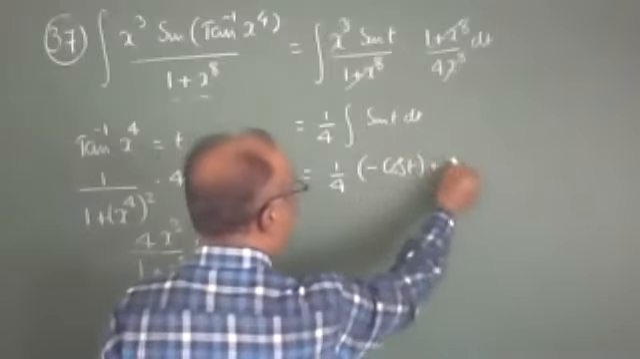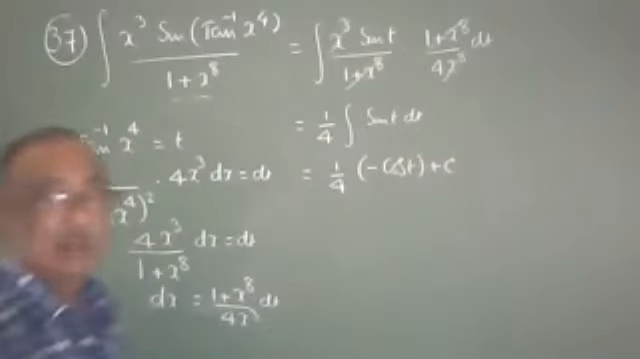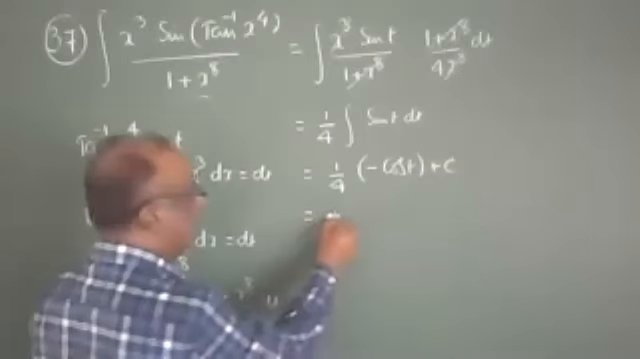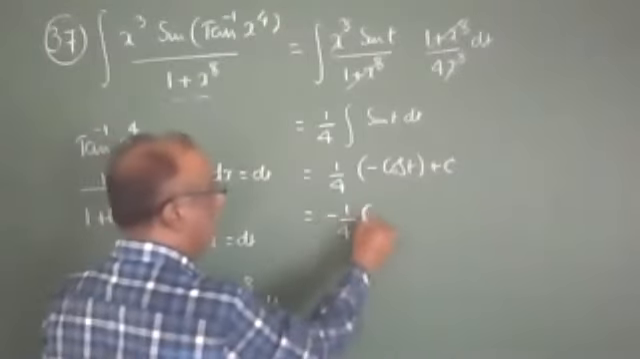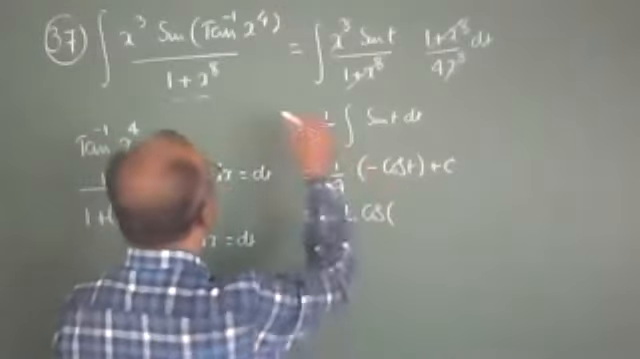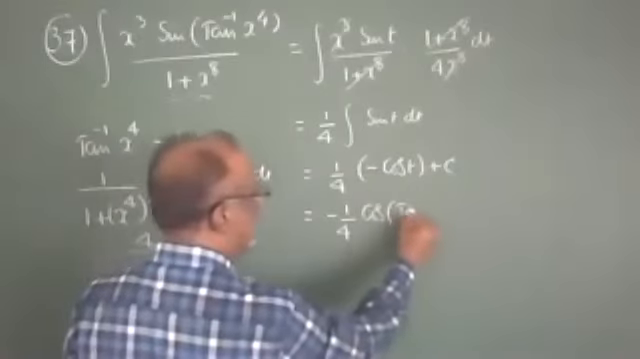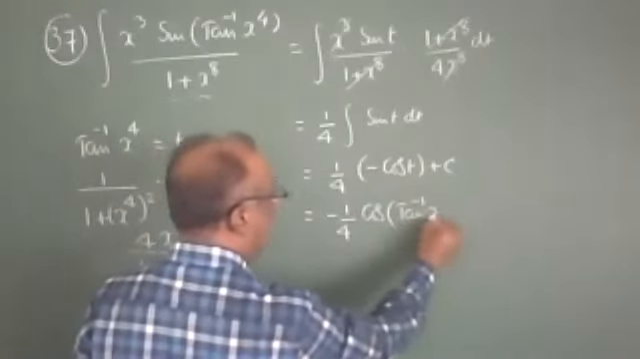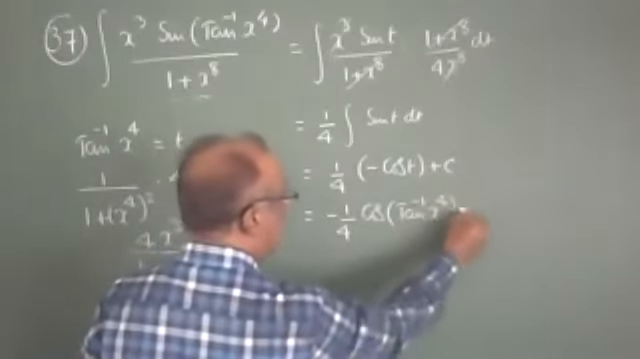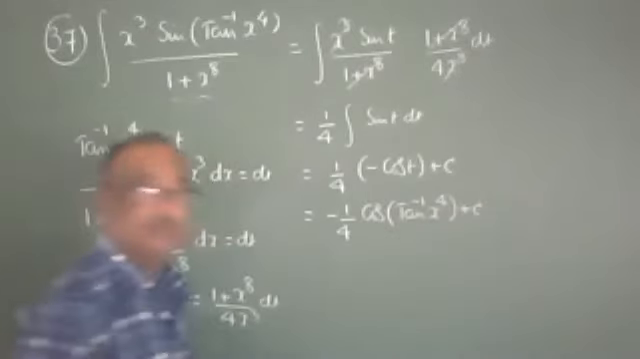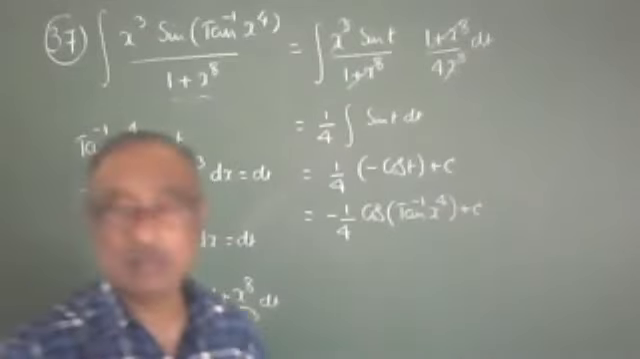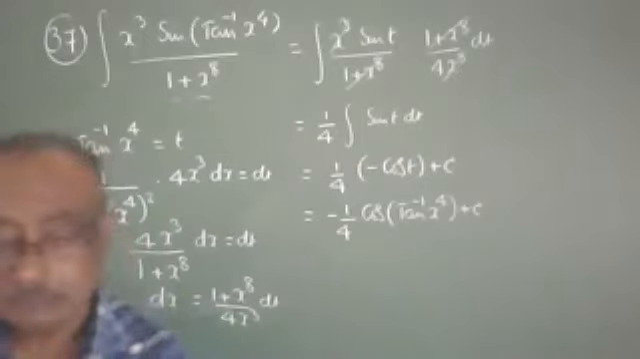plus c. Now write down the t place. Minus 1 by 4 cos of t, what is the t value? It is tan inverse of x power of 4, plus c. Now the problem is clear.